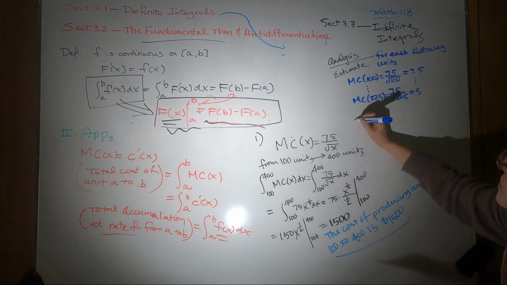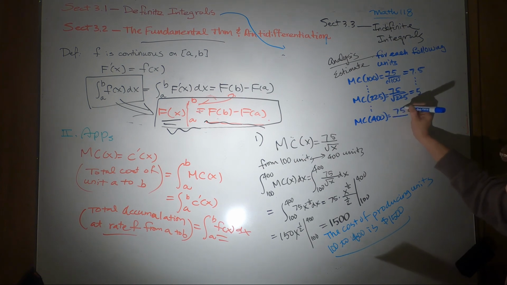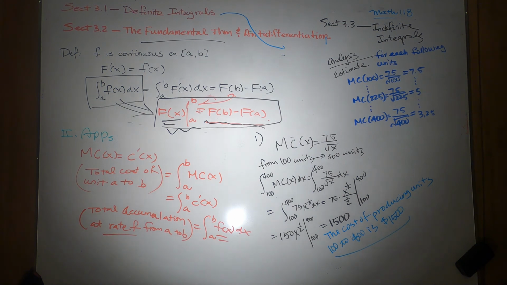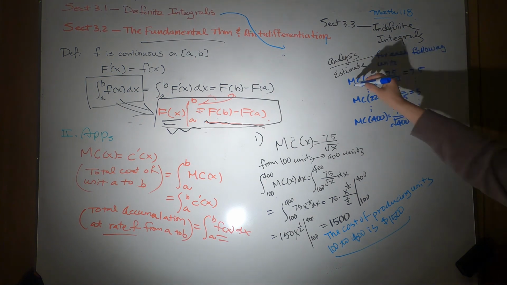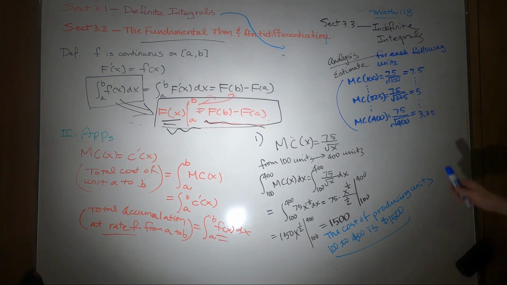Okay, so if I do the unit 400, I will do what? 75 divided by 400. That would be about $3.25. Okay, so I'm just estimating if I produce all those units from 100 to 400, start from 7.50, each unit as I produce, then it becomes cheaper and cheaper, right?